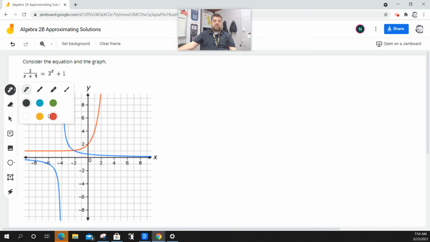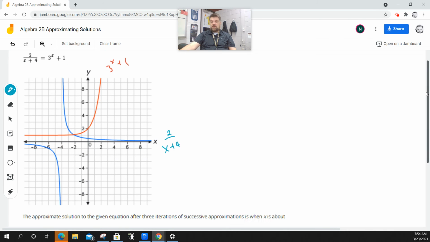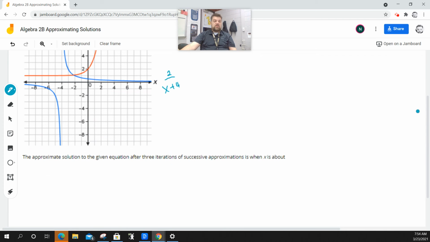Now, the red line is the 3 to the x plus 1, and the blue line is the 2 over x plus 4. And they said in the next line, approximate the solution to the given equation after 3 iterations of a successive approximation when x is about. And they're giving us a number that they think that we should do.